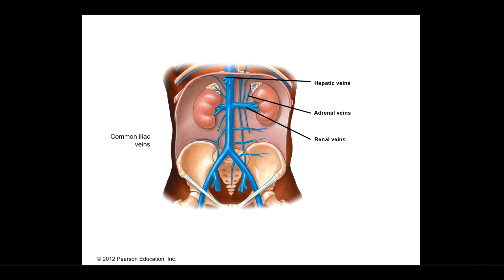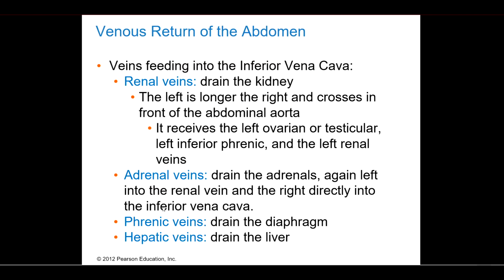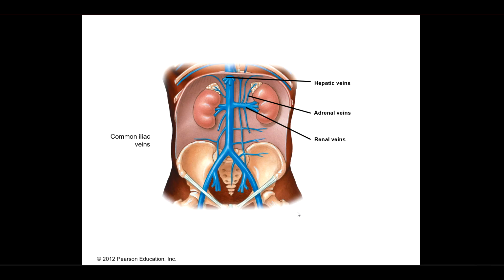Okay, and then again, some of the other veins: the hepatic veins are draining the liver. The adrenal veins are draining the adrenals, obviously. So the adrenal veins, the phrenic veins, and the hepatic veins, we kind of got those. Again, adrenal veins draining the adrenal glands, the phrenic veins draining the diaphragm. Whenever you hear phrenic, think diaphragm, and then hepatic veins obviously are going to drain the blood coming from the liver.